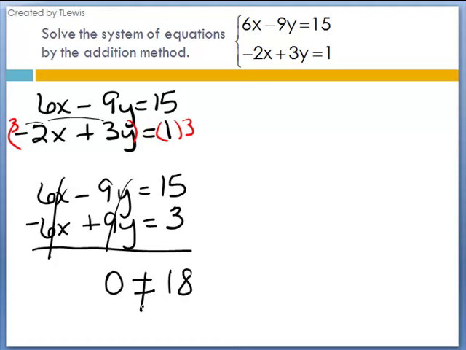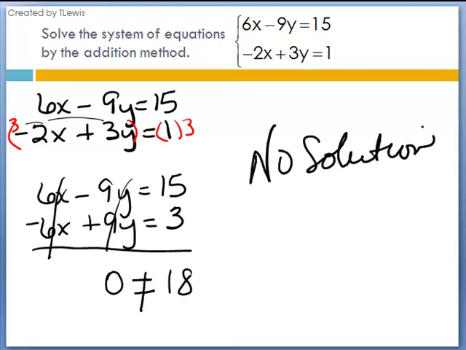If this is not a solution, think about it. If you were to graph this, if you don't have a solution to this, then what type of line would this be? This would actually be a parallel line because they're not intersecting at all. So we would say no solution. That's our answer.